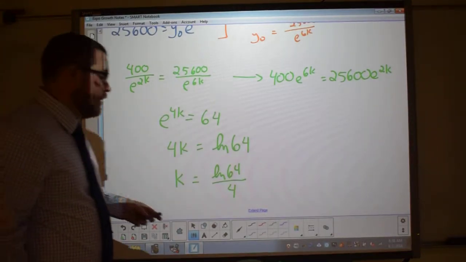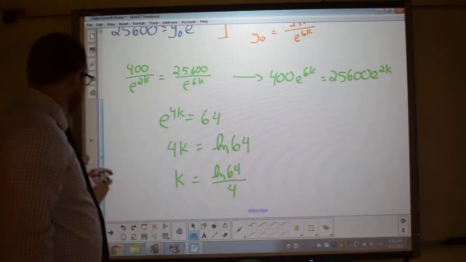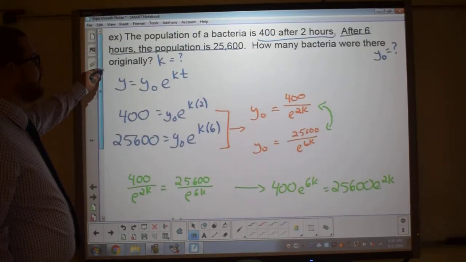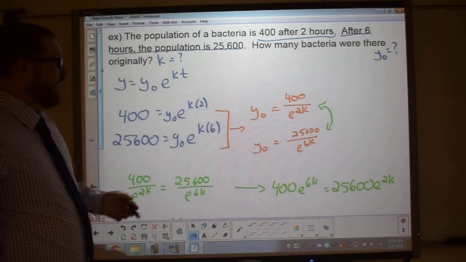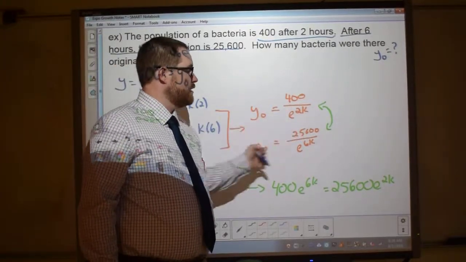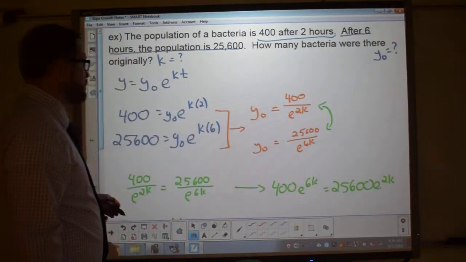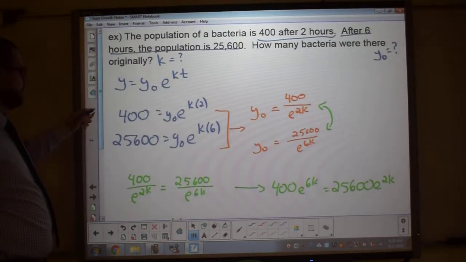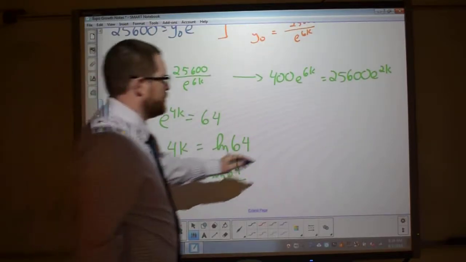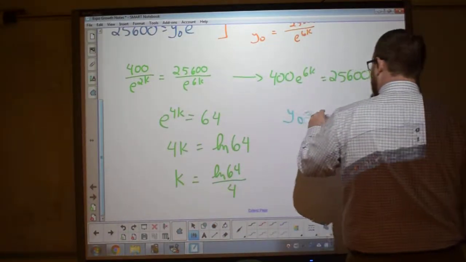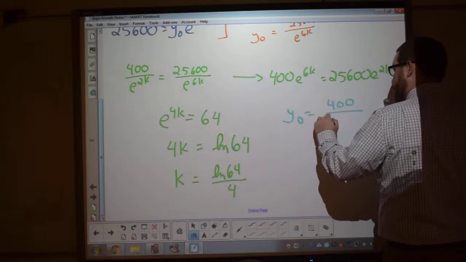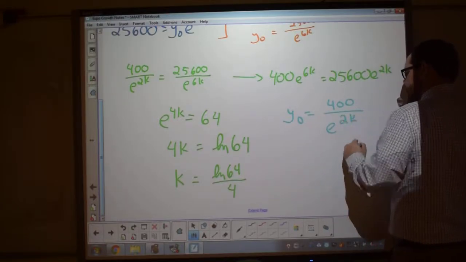This doesn't answer the question. The original question asked, how many bacteria were there originally? Well, I have two different equations I could plug this into. I'm going to go ahead and plug it into the easier one, the smaller numbers. Y naught equals 400 over e to the 2k. So the original equation was y naught equals 400 over e to the 2k.